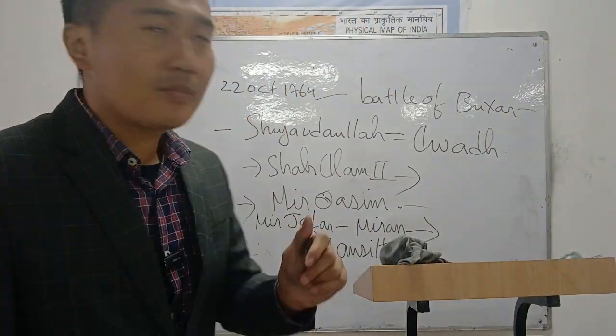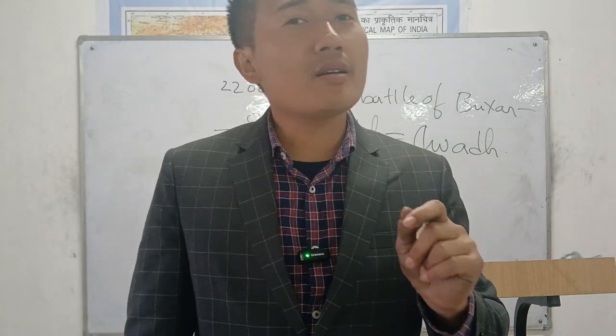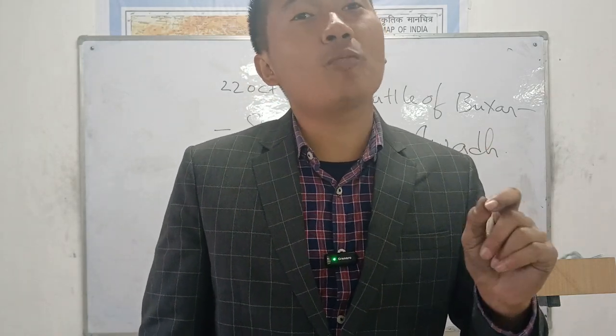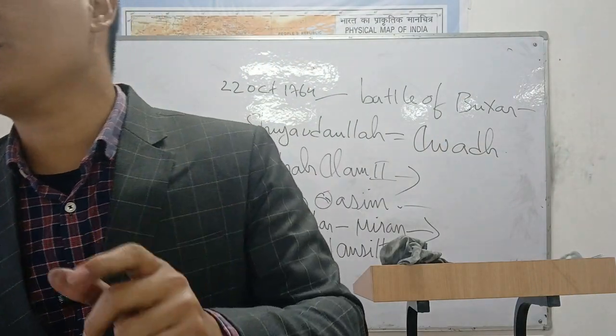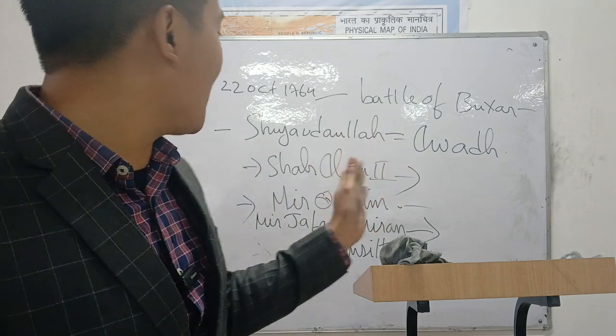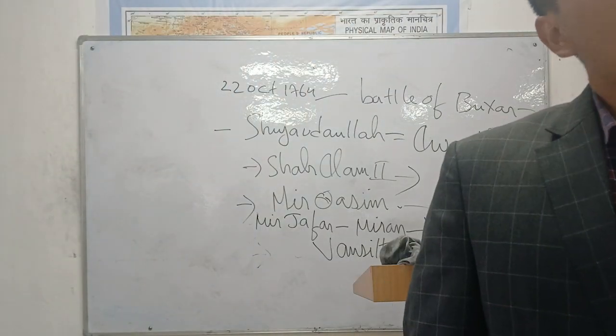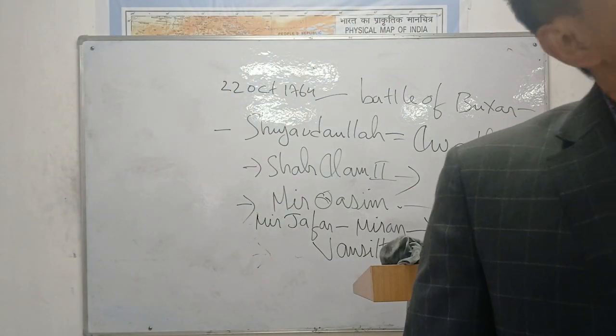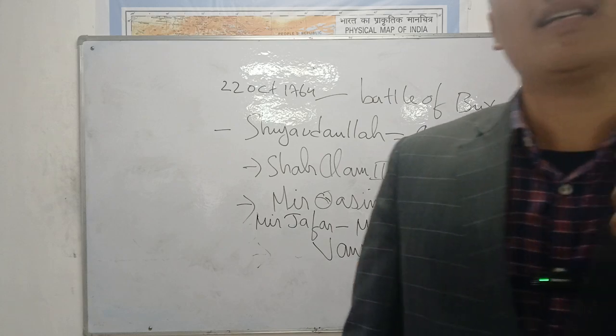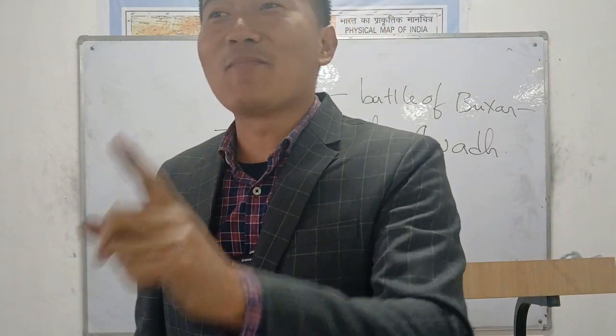Mir Qasim was expected to be just a puppet. The British expected Mir Qasim just to be a puppet. We will use him, we will take taxes, we will build so many cities in Calcutta, right? But no, Mir Qasim was very clever.